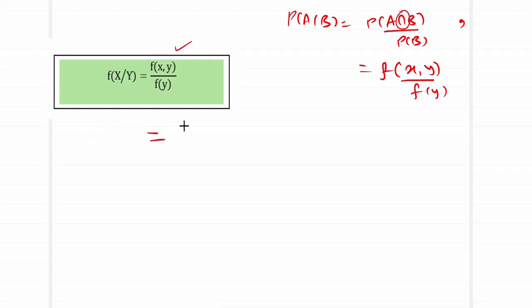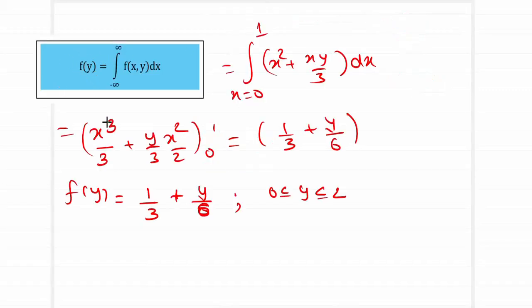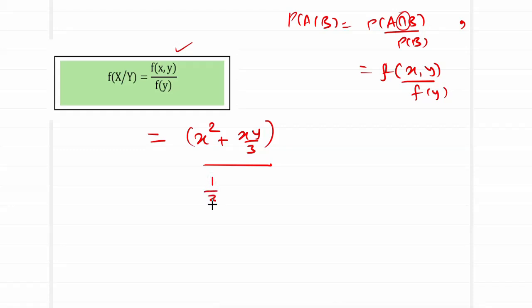Now this is quite simple because we already have got the inputs over here. f of x comma y is there in the given question: x square plus xy by 3. So my numerator is got. The denominator is f of y, which we just now found out. The value for my f of y is 1 by 3 plus y by 6. So substitute it over here, 1 by 3 plus y divided by 6. So my f of x given y, or conditional probability of x given y, is x square plus xy by 3 divided by 1 by 3 plus y by 6.